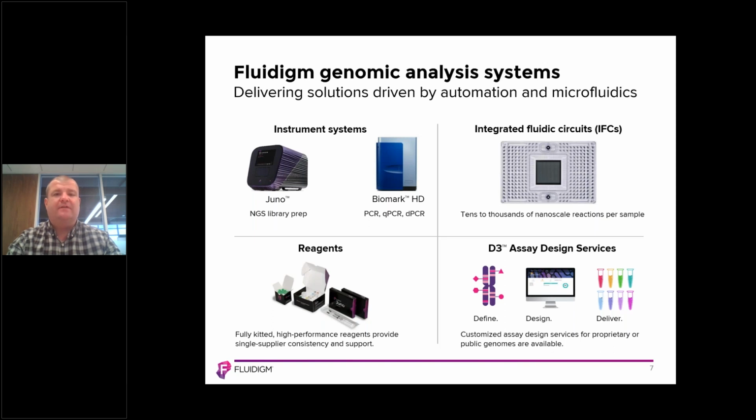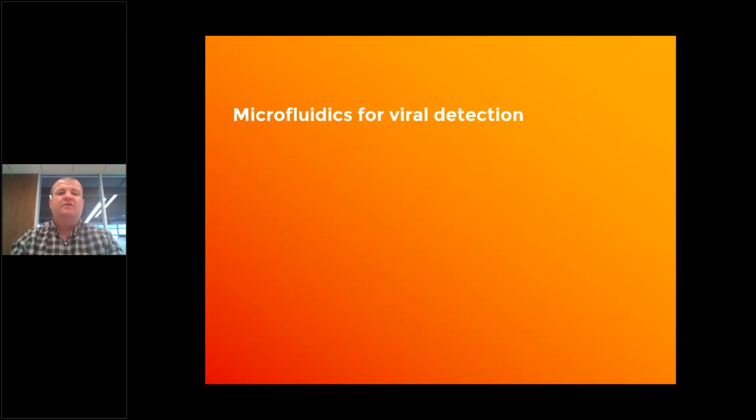So what it means is that for viral detection, Fluidigm genomic analysis systems enable you to drive automation and microfluidics with a complete workflow. So that's the overall introduction, and that really showcases much of what we discussed in last week's overall introduction session. Let's move into a little bit more detail of how the microfluidics are used for viral detection.